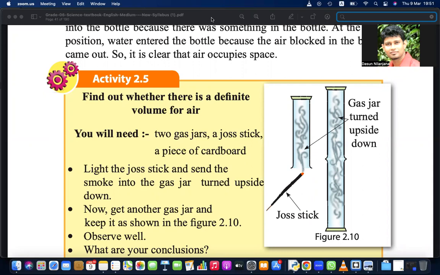One jar is filled with joss stick smoke and basically the air of that, and then you merge it or connect it with another jar and keep it for some time. What will happen?